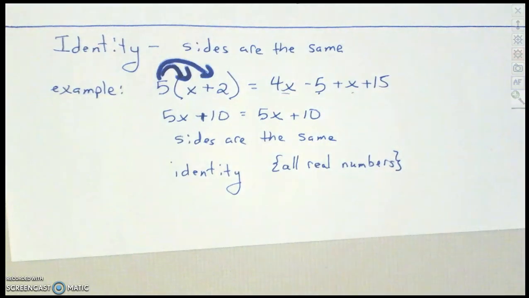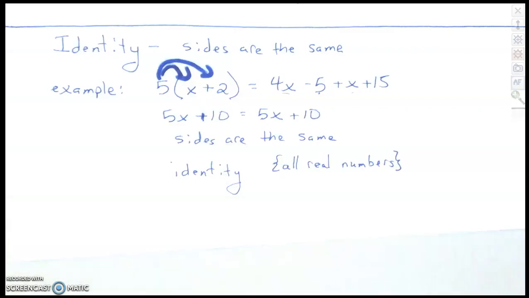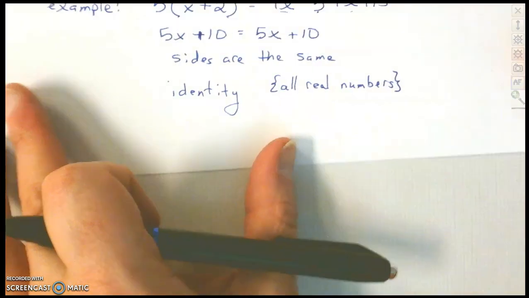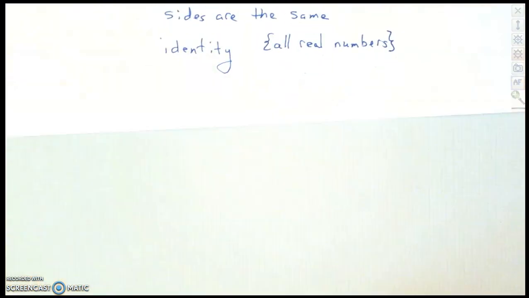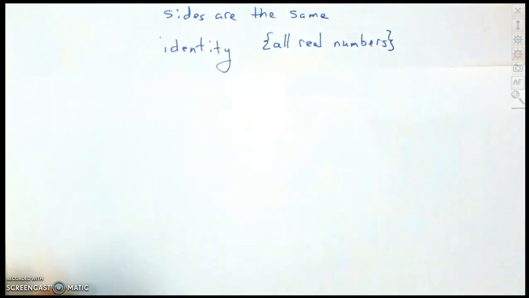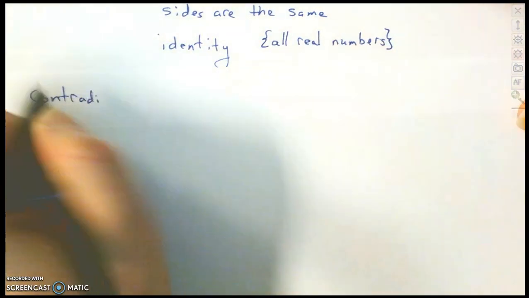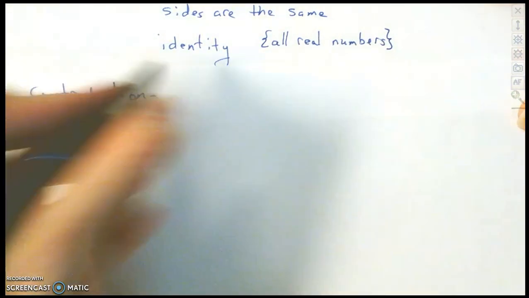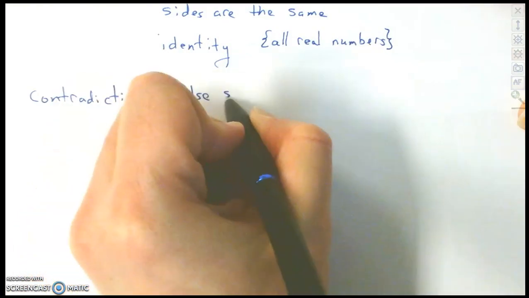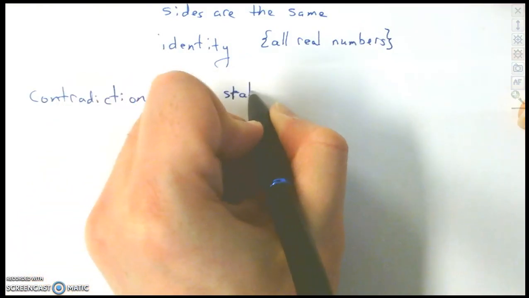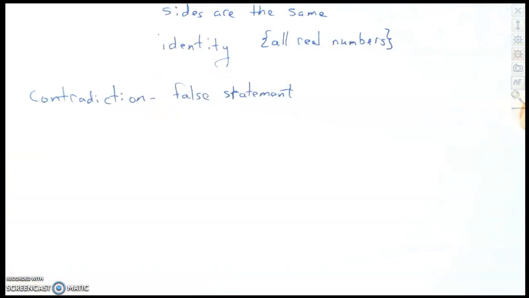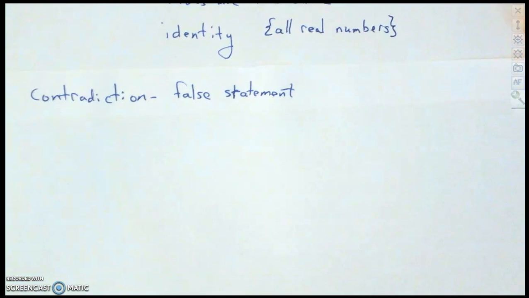Now the opposite of that is going to be a contradiction. And a contradiction is a false statement. So that's our next and final type of equation, a contradiction. So that's going to be a false statement, contradiction.